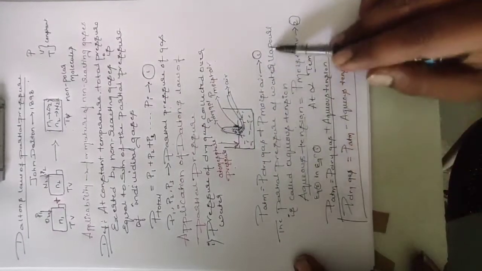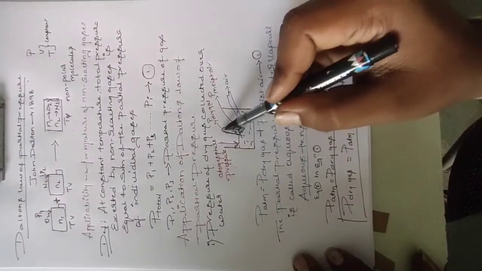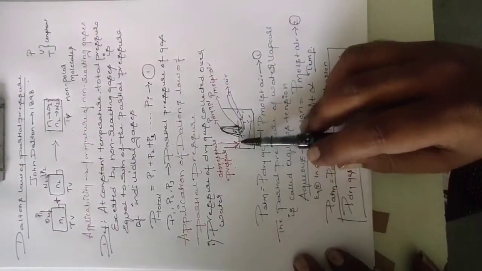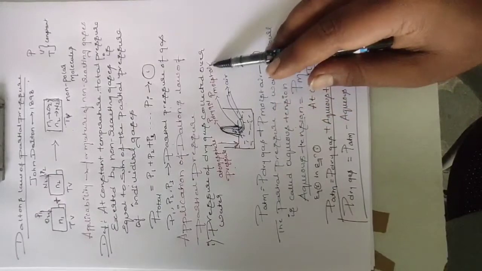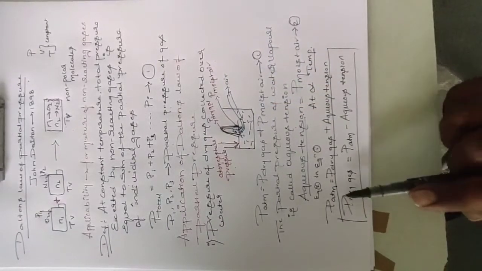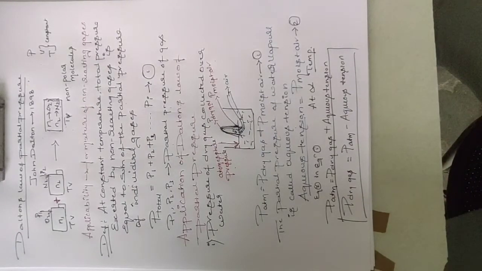The partial pressure of water vapors is called aqueous tension. The aqueous tension is nothing but pressure of moisture air. If we substitute in the equation, we will get pressure of atmosphere equals pressure of dry gas plus aqueous tension. We want to calculate the pressure of dry gas equals pressure of atmosphere minus aqueous tension.